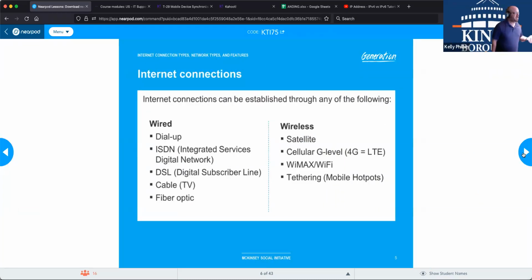So types of internet connections that can be established. You have two basic camps. You have your wired versus your wireless. Wired, dial-up. You're sitting there thinking, do people still use dial-up? Yes. There are still some communities where that is the best option you can have. It also works as a backup system in a lot of places as well.